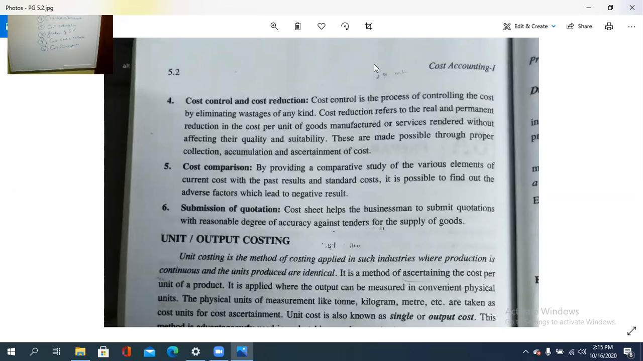Negative effect or adverse or unfavorable situation, if there is, they need to rectify it. Means measures to be taken and rectifying it for such things. So that is comparing the cost. Okay, comparing with the actual and the standard.